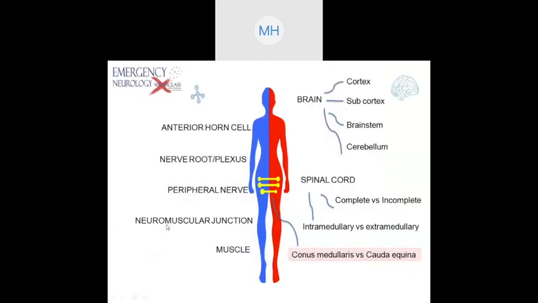Our CNS is actually a very specific system. It starts with our brain, from cortex, subcortex, brainstem, with the addition of tracts, cerebellum, spinal cord, and then goes to the lower motor neuron, which is the anterior horn cell, nerve root, plexus, peripheral nerve, neuromuscular junction, and last but not least the muscle. So when you want to localize, you need to have these anatomical landmarks in your mind.